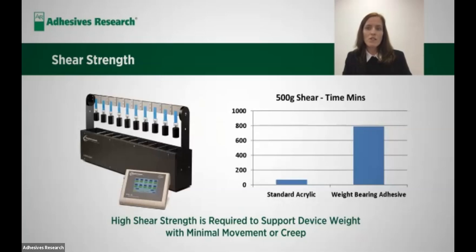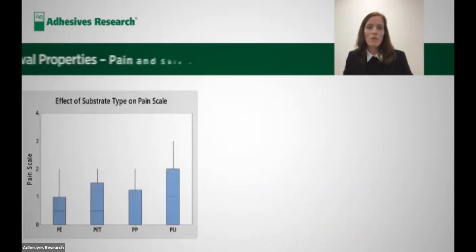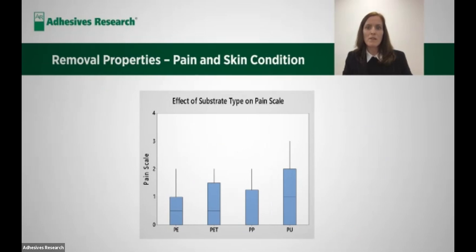This graph shows how the shear strength of a weight-bearing adhesive compared to that of a standard acrylic. As can be observed, it is greater than 10 times higher. Pain on removal is another critical performance parameter, particularly for pediatric or geriatric applications, or in instances where reapplication is required. This is assessed by completing wear studies, where participants are requested to provide a pain scale and rating removal ranging from 0 for no pain to 4 to the worst possible pain.